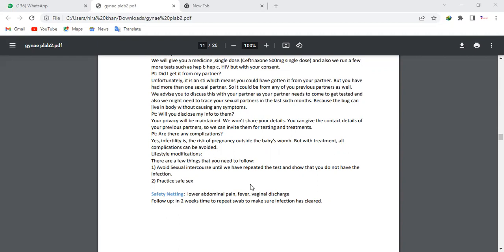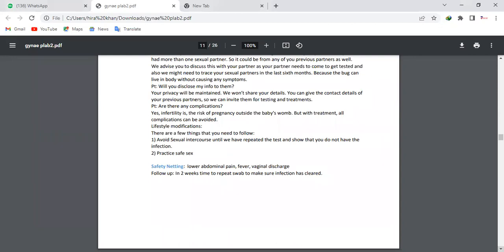All right, so you have to cover these points very sensibly. You should know that the partner must know about the effects, because these infections do have some complications as well. Now the safety netting would be lower abdominal pain, fever, vaginal discharge, and then follow up in just 2 weeks' time to repeat the swab to make sure the infection has cleared. So in STIs, you always have to call for follow up to repeat the swab, but in non-STIs, there is no need. Okay, I think that's enough.